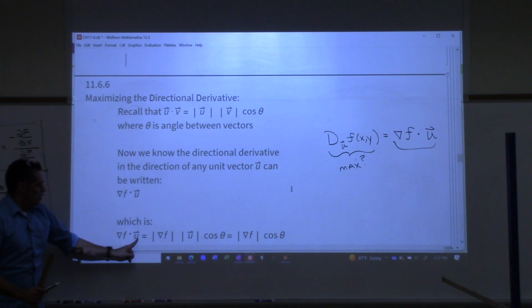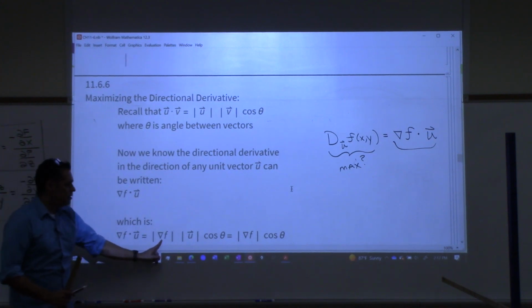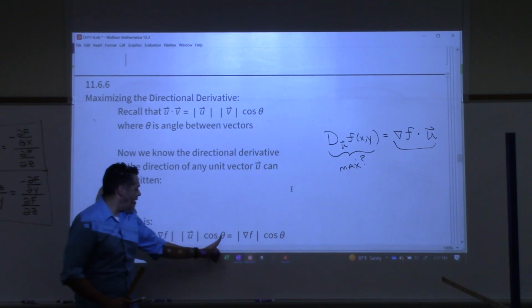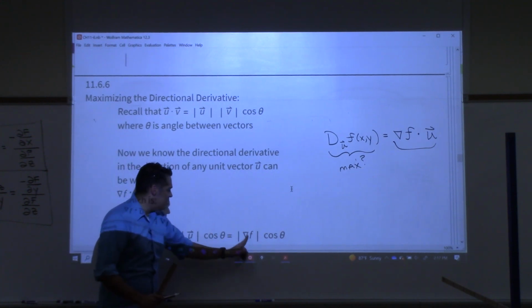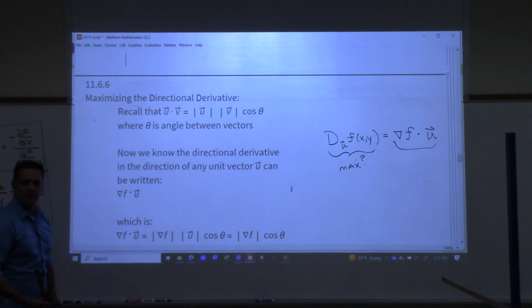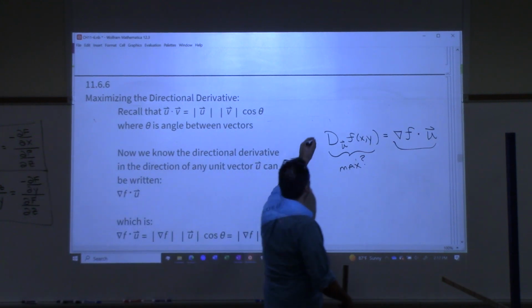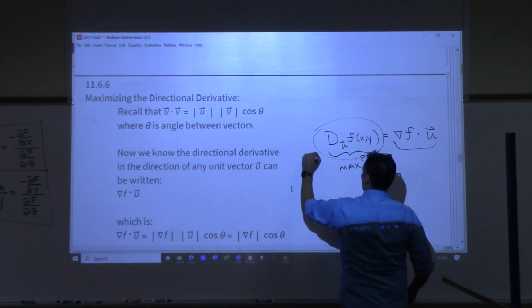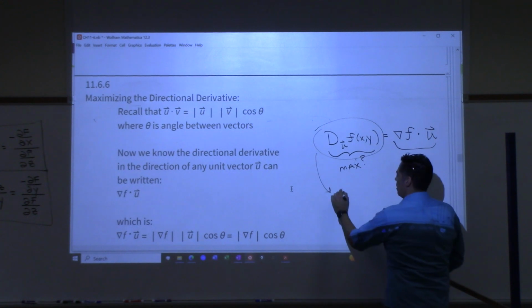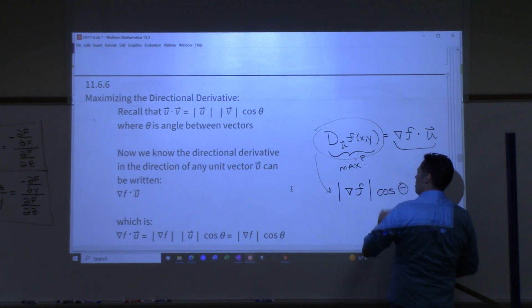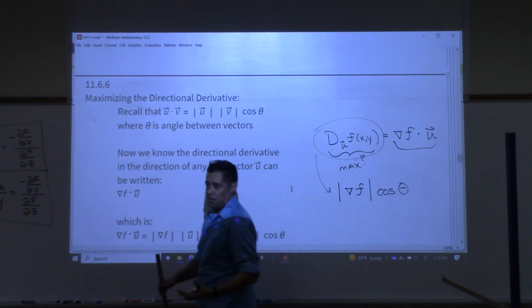Del F dotted with U is the magnitude of del F times the magnitude of U times cosine of the angle between them. And then on the next part I write, that's just del F cosine theta. Why? Because that's a unit vector, so the length of it is 1. So this right here could just be written as the magnitude of del F times cosine of theta. That's basically what I'm saying.